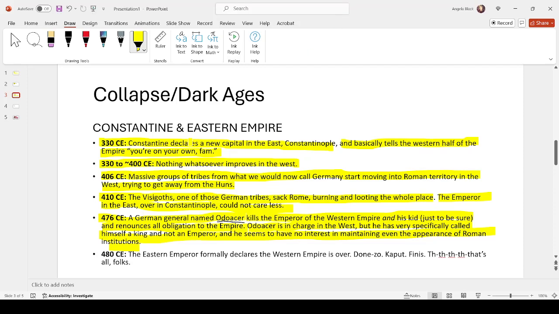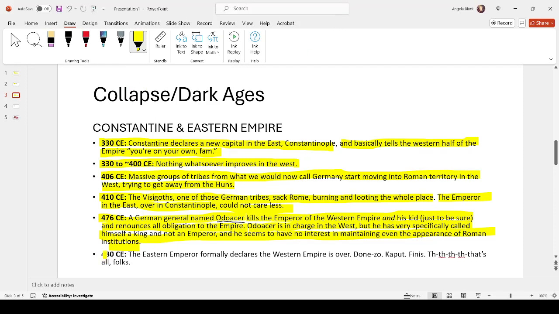The Eastern Roman Empire makes a half-hearted attempt to bring the West back under control. It'll make several half-hearted attempts to do this over the next maybe 100 years. It'll try a few times to bring the West back under control, but it never commits a lot of resources to it, and it's not going to go very well.